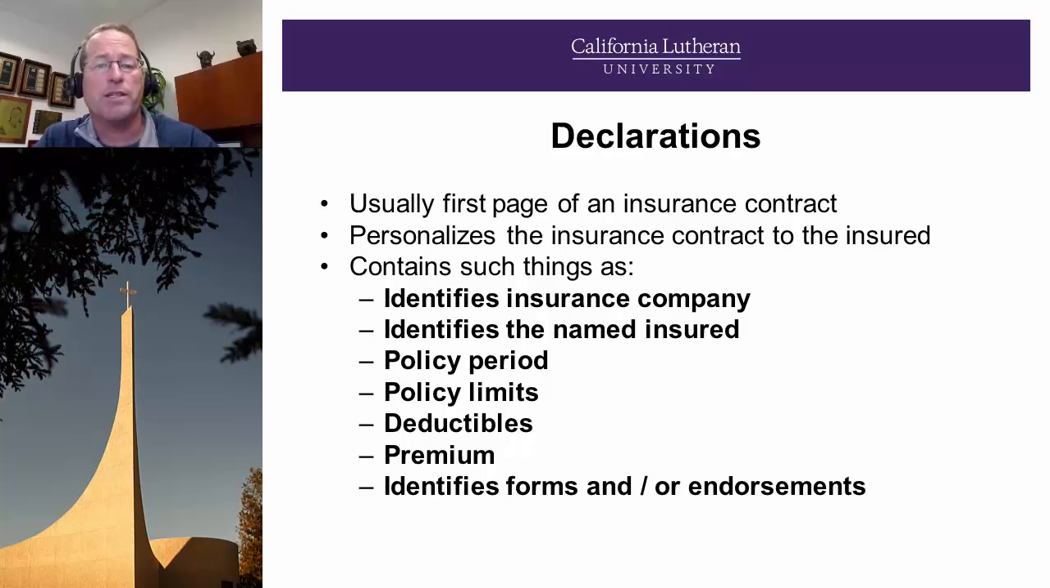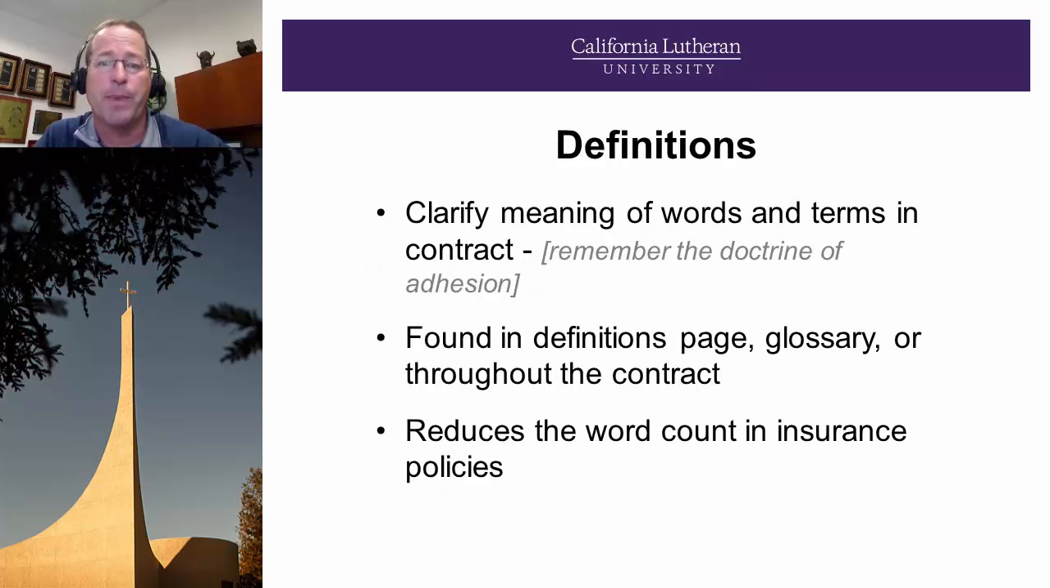Starting with the declarations. These are usually the first page of an insurance contract. It personalizes the insurance contract to the insured. It will contain such things as the name of the insurance company, the name of the client, the policy period, policy limits, applicable deductibles, the premium, and also the forms and endorsements that are included on the contract.